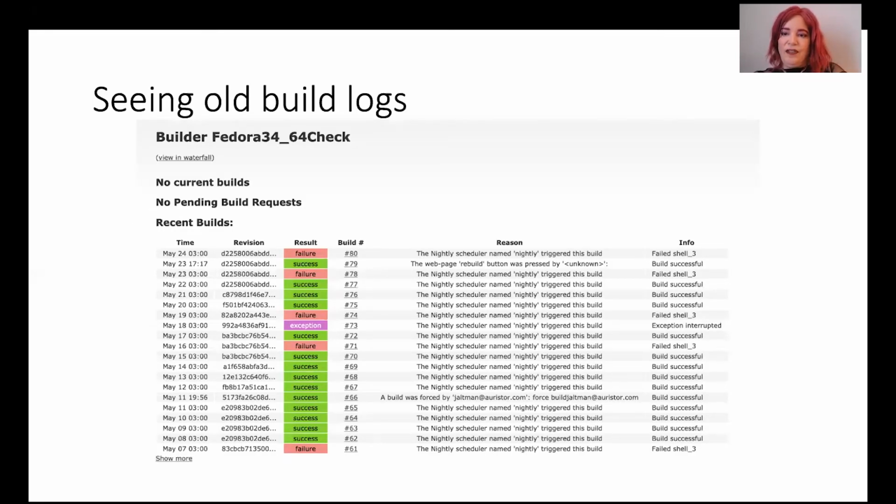So I mentioned earlier that the waterfall provides a 10,000 foot view, but it turns out you can drill in. And in this case, I've selected a builder. I selected a builder that is one of our test builders, and I opened it up, and you can see that 20 of the last 80 builds are available here. This is a new builder because Fedora 34 is a relatively newly supported system for us.